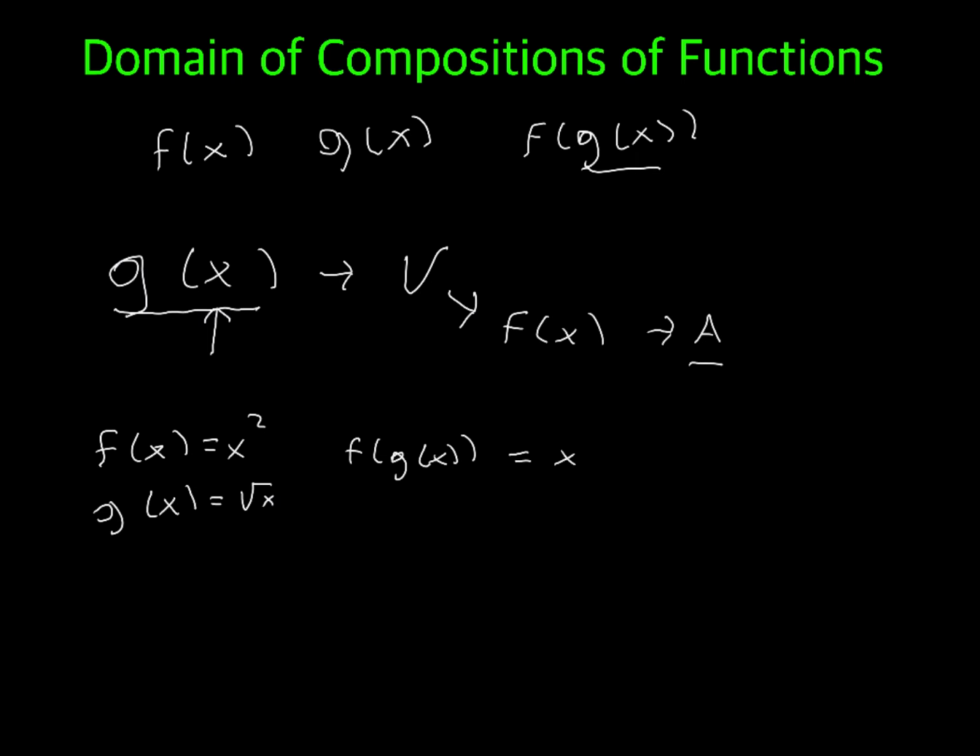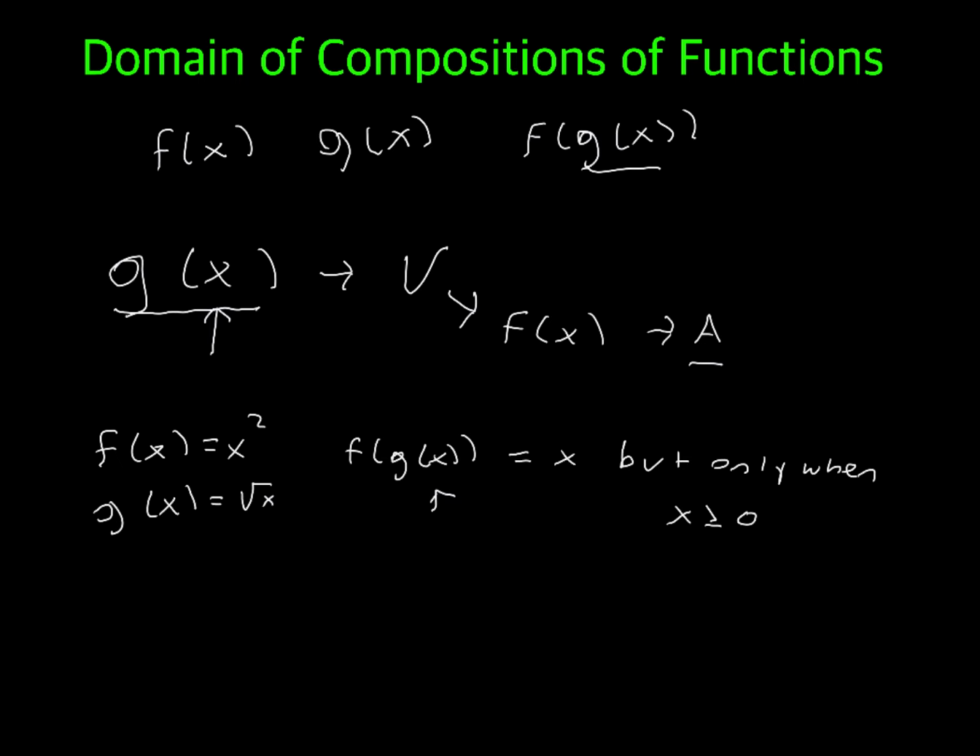Well, sort of. Remember that our x value is going to g of x first. So if x is negative, then g of x is not defined because the square root of x cannot take in negative values. So f of g of x is equal to x, but only when x is greater than or equal to 0. So this is an example of a specific case where we have to take into account the domain of g of x when determining the domain of f of g of x.